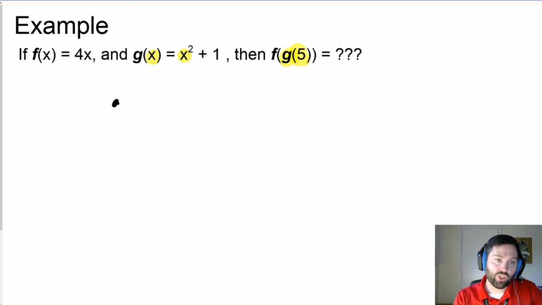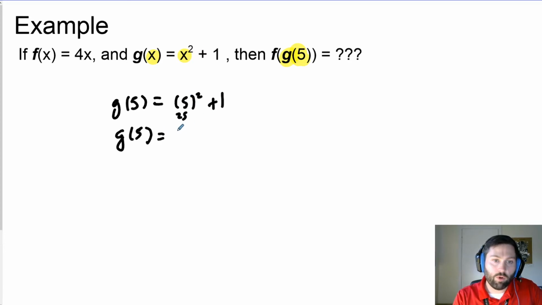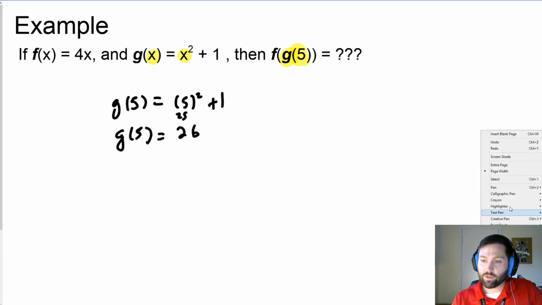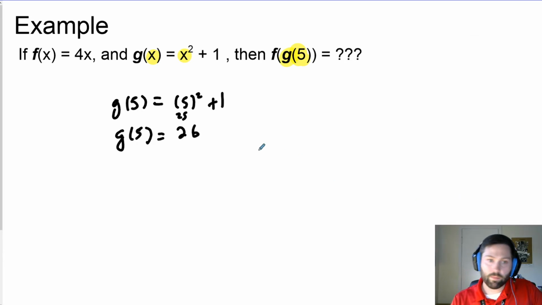So I get g of 5 is equal to 5 squared plus 1. If I quickly simplify that, I know that 5 squared is 25. So I get 25 plus 1, or 26. So skipping over, I'm going to substitute this value into the other equation.